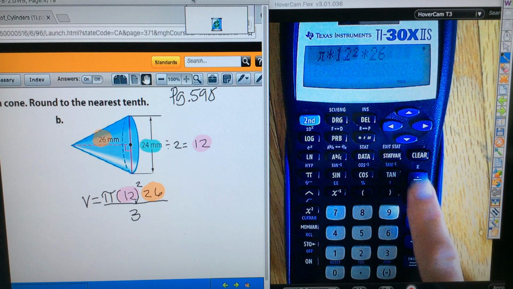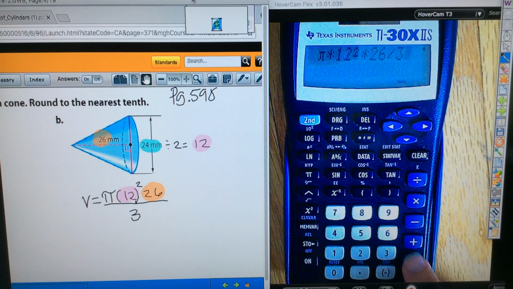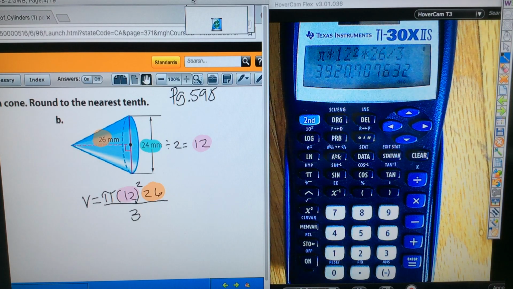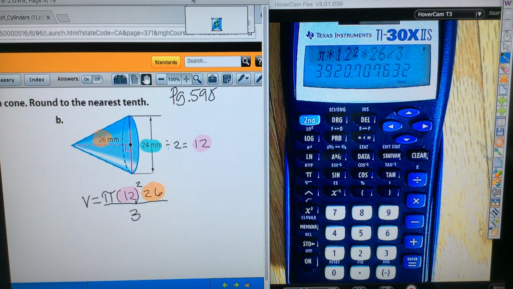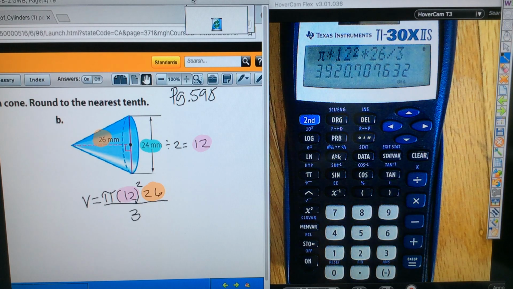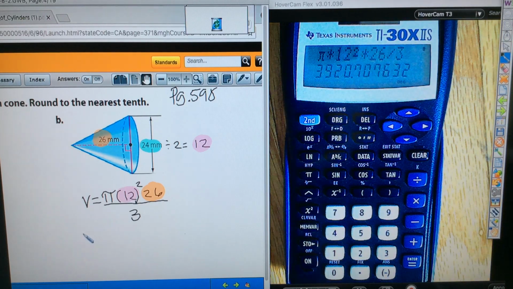And then at the very end, I'm going to divide everything by 3. And I get, let's see here, 3,920.7. And let me just check to make sure that's correct. And it is 3,920.7. Volume is approximately, remember, because pi is irrational, you can only estimate it, 3,920.7.